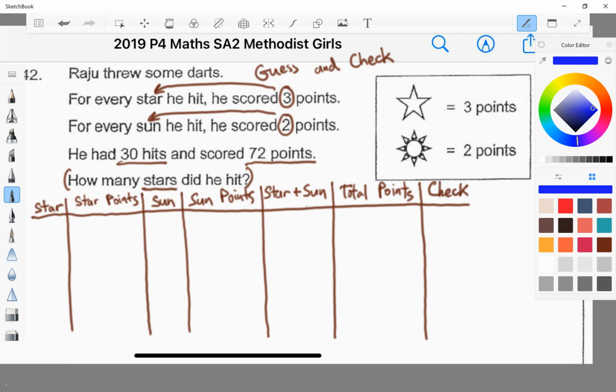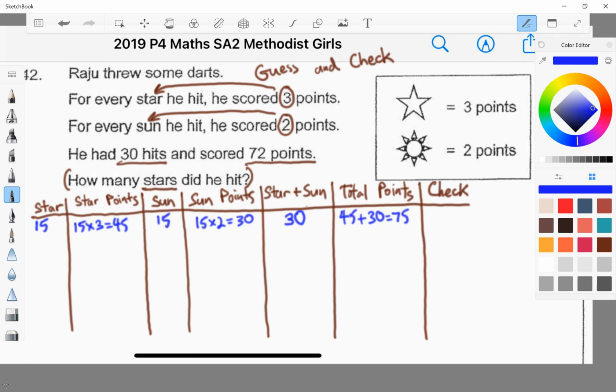Okay? So back to the question, 30 hits. So I'll go with 15 stars. I'll go with 15 sun. And I have to double check that the stars and the sun must always add up to 30. Okay? So 15 stars, each star earns us 3 points. So my equation will be 15 times 3, which leads us to 45. And if there are 15 suns, 15 times 2, it gets us to 30. Then I will add up 45 and 30, and it will give us 75.